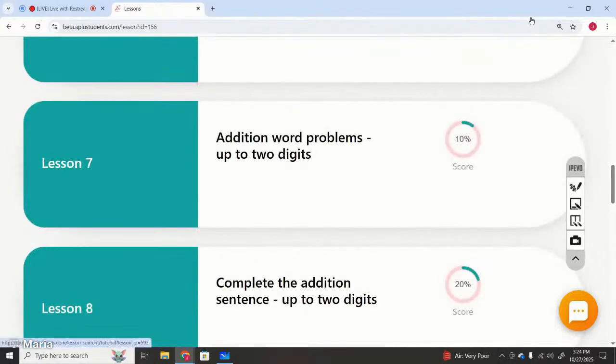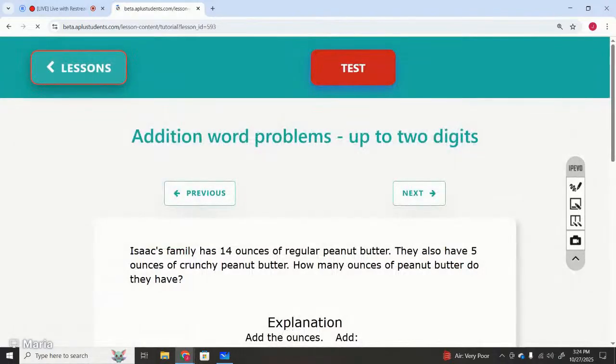Addition word problems up to 2 digits. Let's just start with the test questions.